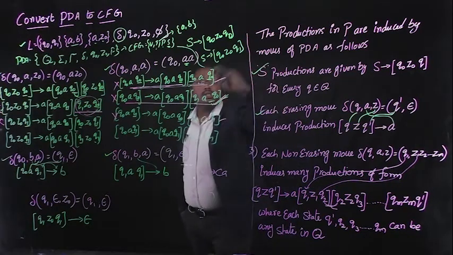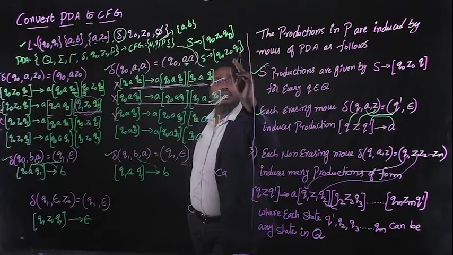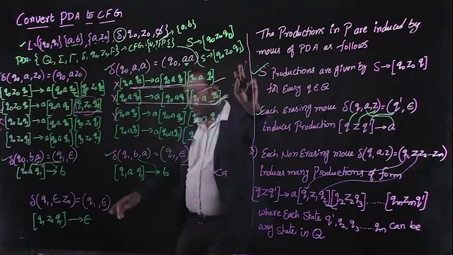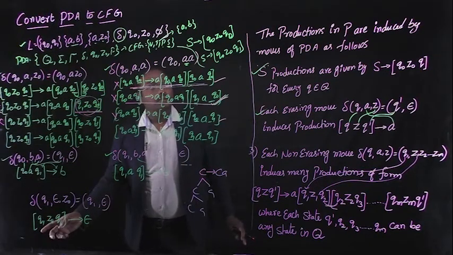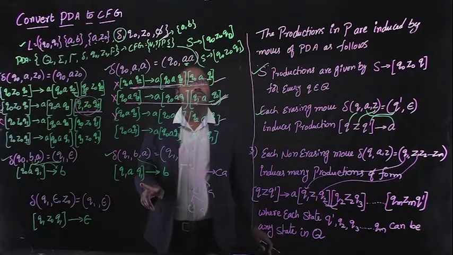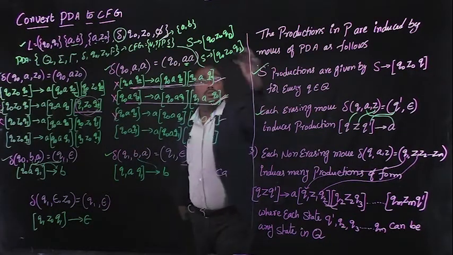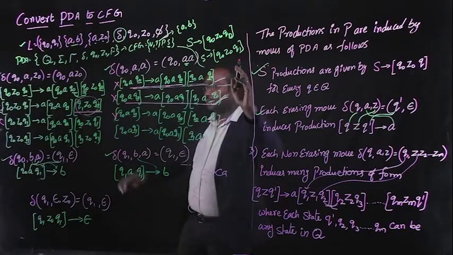And one more thing: here [Q naught Z naught Q naught] and [Q naught Z naught Q1]. Here [Q1 A Q1], then [Q naught Z naught Q1], [Q naught].